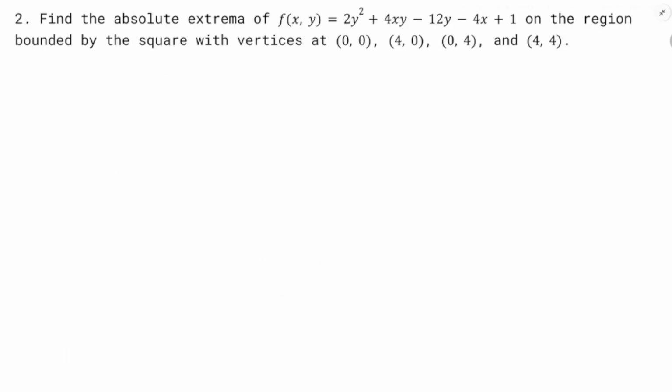Okay, now we've got one. Find the absolute extrema, so maximum and minimum, of this function on the region bounded by the square with vertices at these 4 points. All right, so I'm going to start by drawing a diagram of the region.